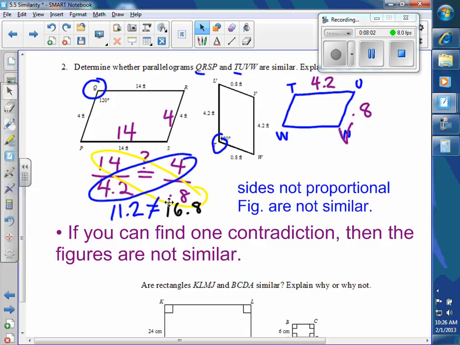I didn't even talk about the angles because in the picture it's showing the angles are the same, and really in your book it's going to even give you, it should have been giving you all the measures. So this would have been 60 degrees here, and this would have been 60 degrees here. So in this problem, since the angles were the same, that wasn't a contradiction. So I had to try to find another contradiction, and since I found out the cross product is not equal, that tells me the sides aren't proportional. And if the sides are not proportional, then the figures are not similar.